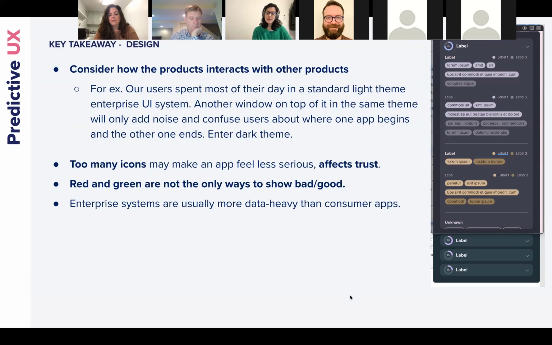And then finally here, enterprise systems are usually more data heavy than consumer apps. It's really for a targeted group of people. So it's okay to get deep and rich. Clinicians in particular like to see as much data as possible. So they don't care as much about white space and visual balance as folks do for consumer apps. Everyone deserves a good experience, but it's also subjective.